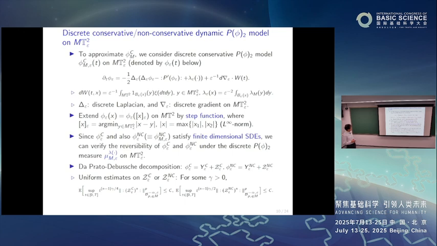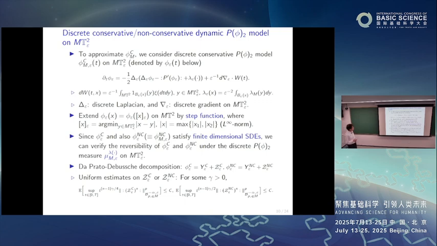So we replace the Laplacian and the gradient by the discrete Laplacian and the discrete gradient, and also the Brownian motion. This is the Brownian motion, but it is defined from the original space-time Gaussian white noise. This is vector valued, R2 valued. So this is a two-dimensional Brownian motion for each x, but if x is different, those are independent.